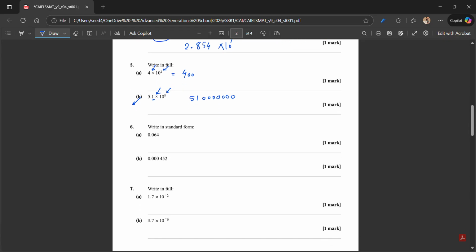Here, guys, about this one, it's also very important. He said also write in a standard form, guys. At that time, we must move the decimal to the right side. So here it becomes 6.4.